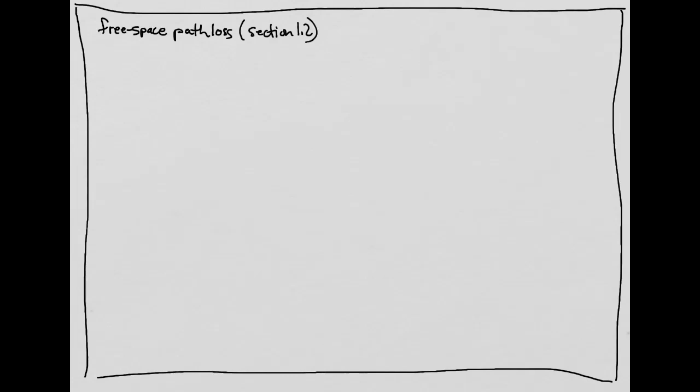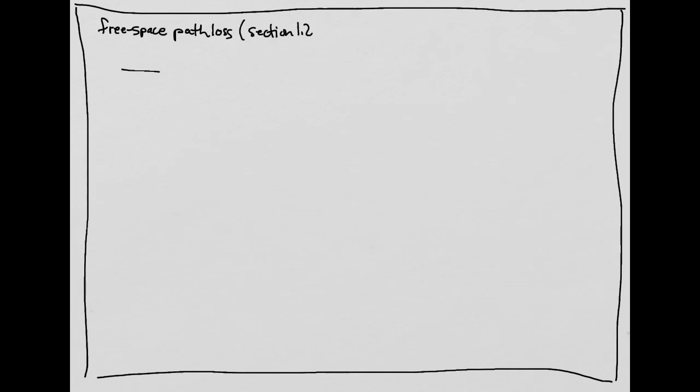Hello, this is Matthew Valenti, and today's lesson in wireless networking is on the topic of free space path loss. You can find this information in section 1.2 of the Wireless Networking Handbook, which is available on my webpage.